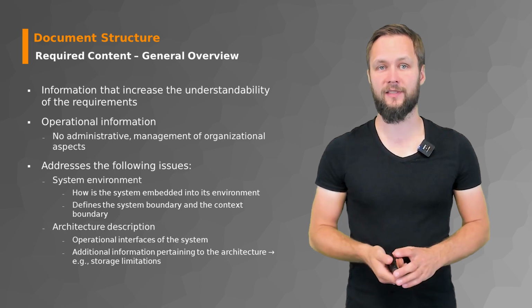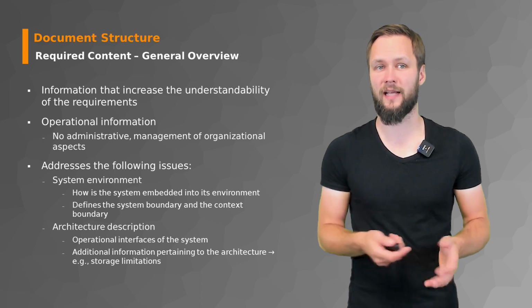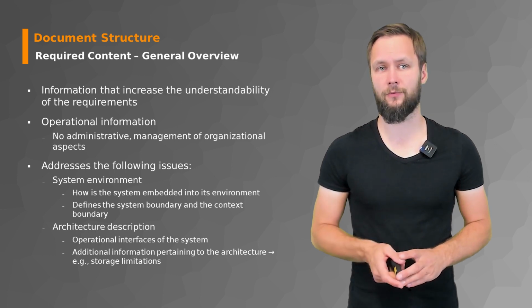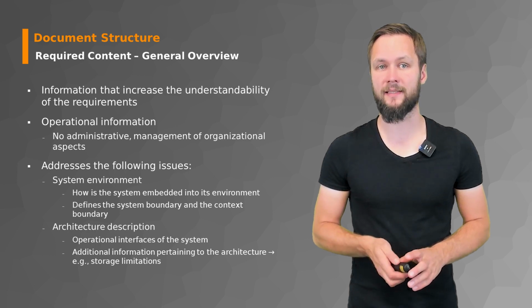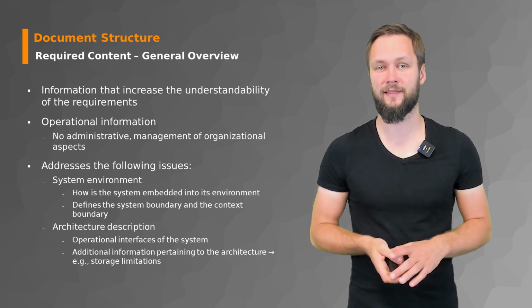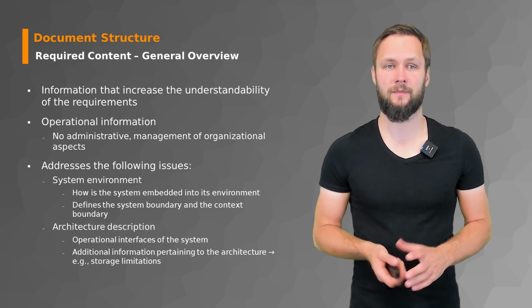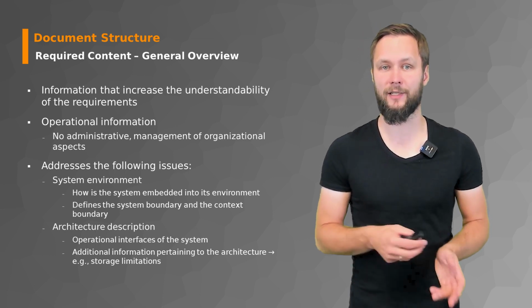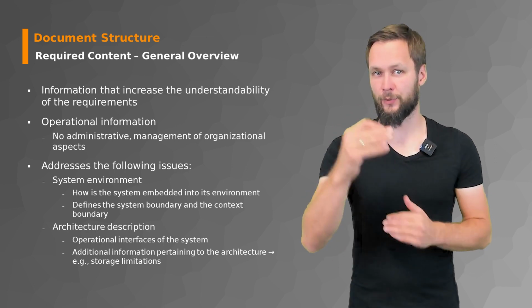Information that increases the understandability of the requirements is provided here. Also operational information, not really the administrative and management stuff. It also addresses the following issues. It gives you information about the system environment. How is the system embedded in its environment? We talked about system context and the boundaries, if you remember this from the last lectures. It also defines the system boundary and the context boundary. Architecture description, operational interfaces of the system, additional information pertaining to the architecture like storage limitations could be relevant here, just general overview.